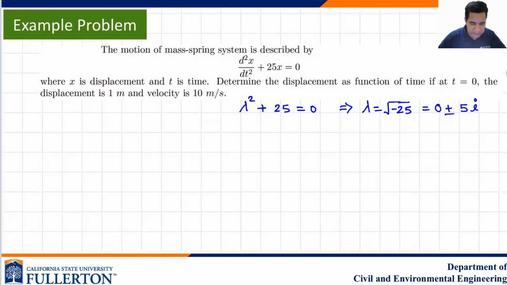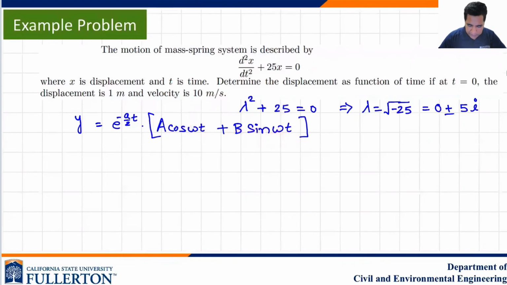So we will follow the third case, and our equation will have this form: e to the power minus a over 2 t, times a cos omega t plus b sin omega t. Omega is going to be 5 for us, and a over 2 is going to be 0. If I put that back, I get y equals a cos 5t plus b sin 5t. Now we have the form of the solution. Now we have to find a and b. Once we have a and b, the problem is solved. To do that, we will satisfy these two conditions.